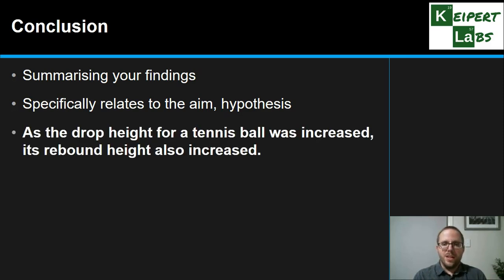So for our example, as the drop height for a tennis ball was increased, its rebound height also increased. Simple, summing it up, mentions the variables, reflects back on both the aim and the hypothesis, and then in this situation we see the hypothesis was proven correct because this was something that we had predicted. Okay, and so you can reflect that as well.